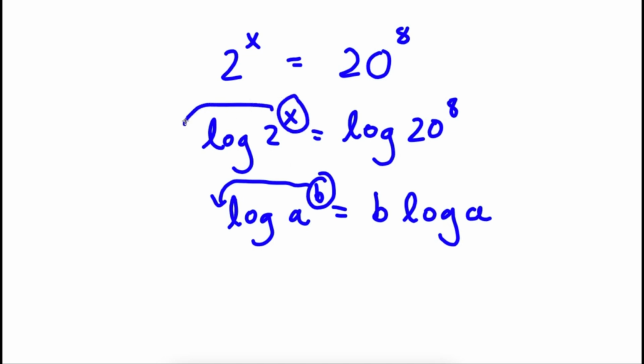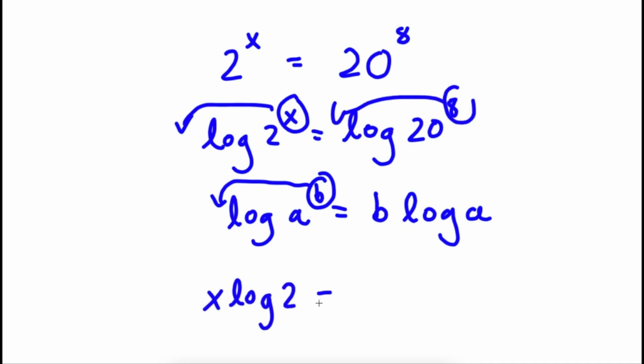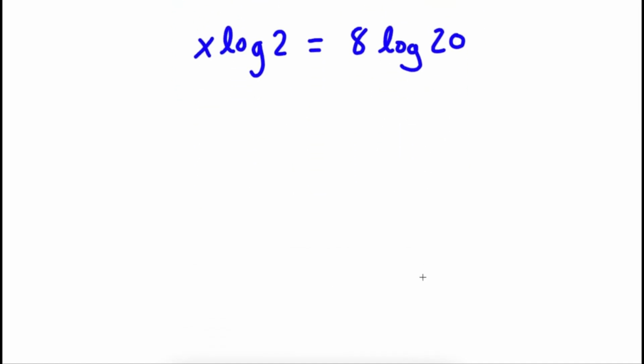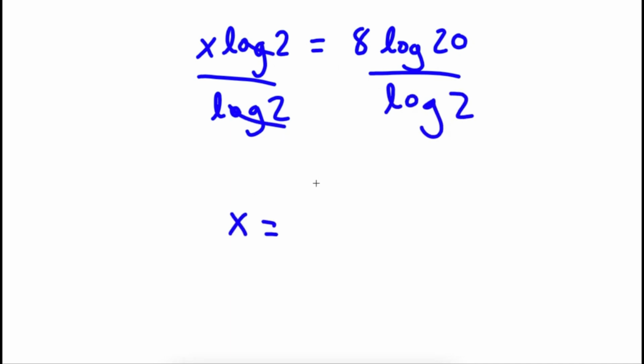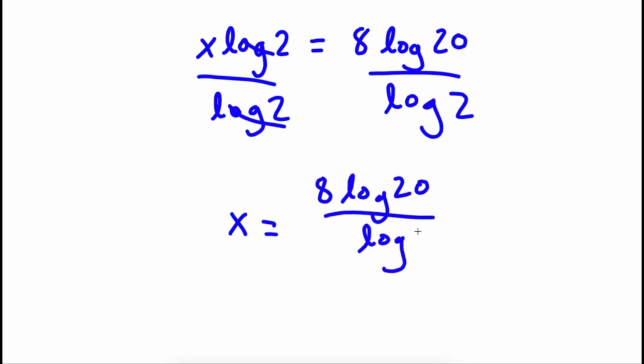So for log 2 to the power of x, I'm going to move the x to the front, and for log 20 to the power of 8, I'm going to move the 8 to the front. So now I have x times log 2 is equal to 8 times log 20. Now, what I'm going to do is divide both sides by log 2. So then these two cancel out, and I'm left with x is equal to 8 times log 20 over log 2.